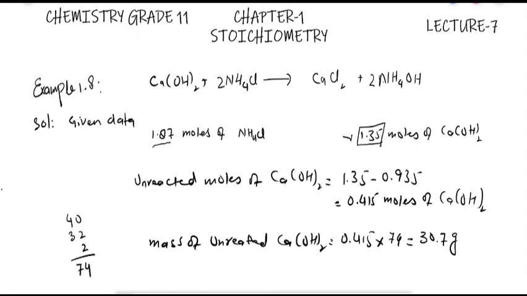So these were some of the examples from your book regarding stoichiometry, taking into account the amounts of limiting and excess reactants given in the problem or given in the reaction. We'll discuss the next topic, that is the last topic in this chapter 1, that is theoretical yield, actual yield, and percent yield in the upcoming lecture.